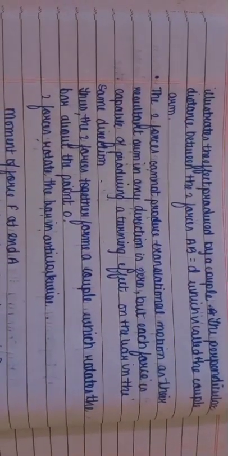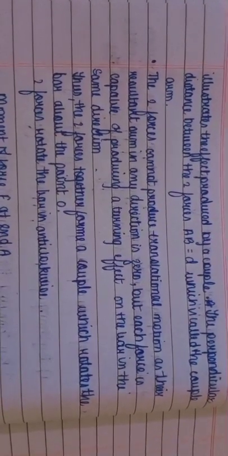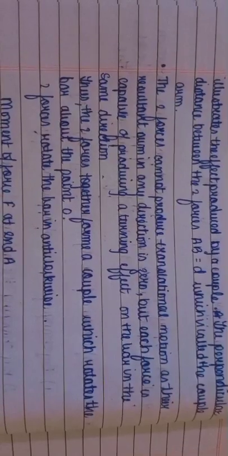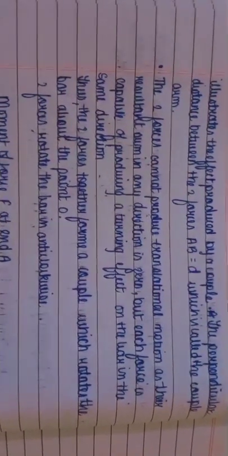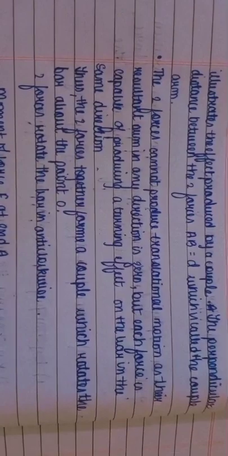The two forces cannot produce translational motion as their resultant sum in any direction is zero. But each force is capable of producing a turning effect on a bar in the same direction. Thus, the two forces together form a couple which rotates the bar about the point O. The two forces rotate the bar in anti-clockwise movement.